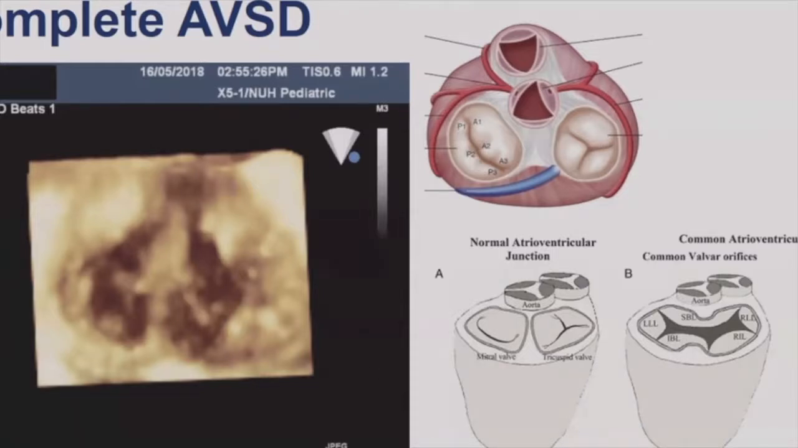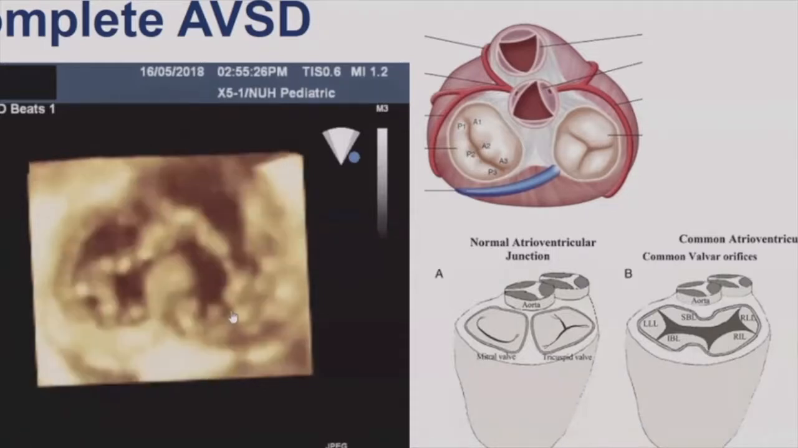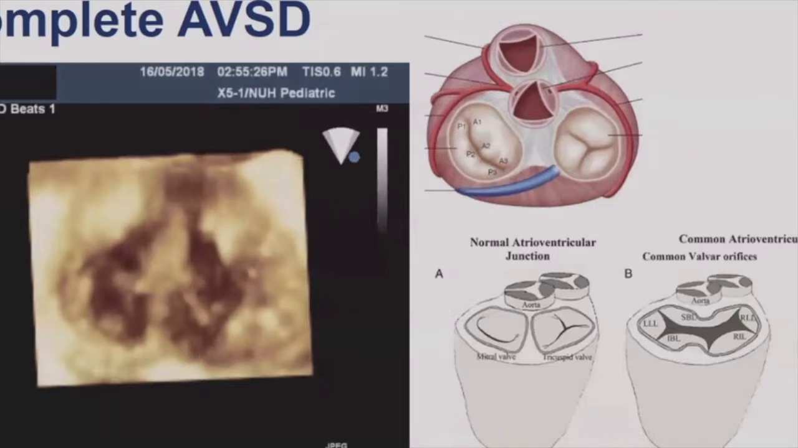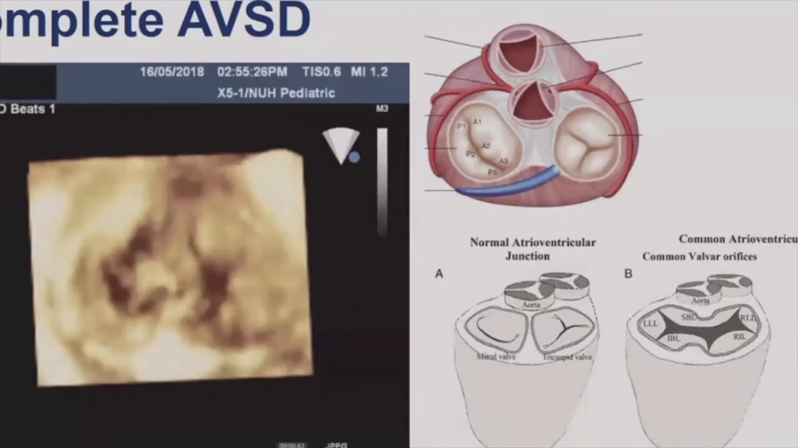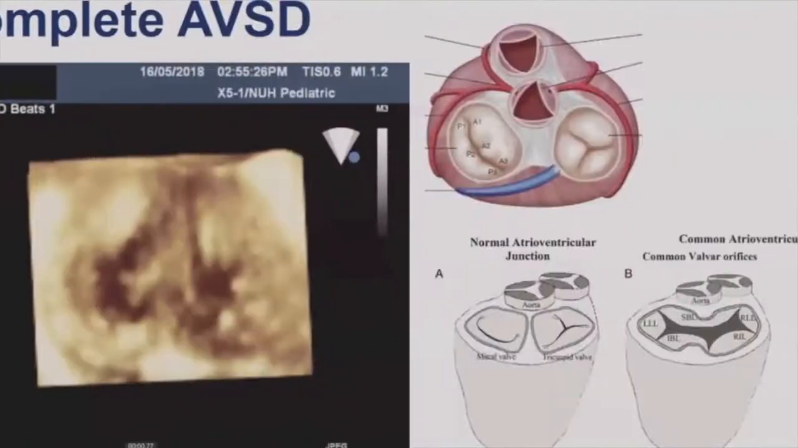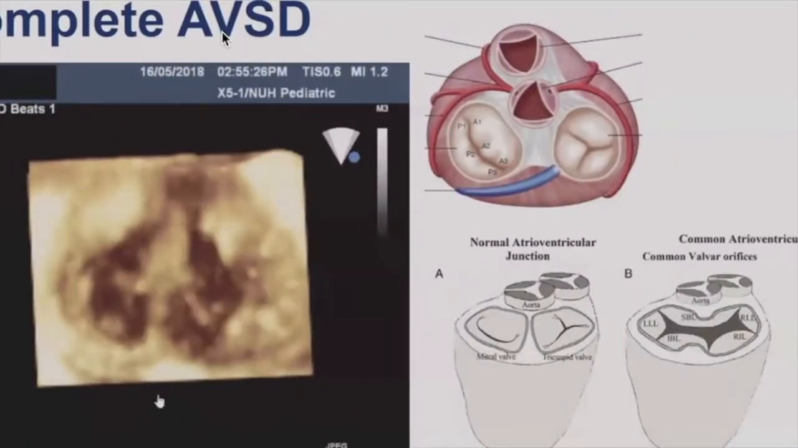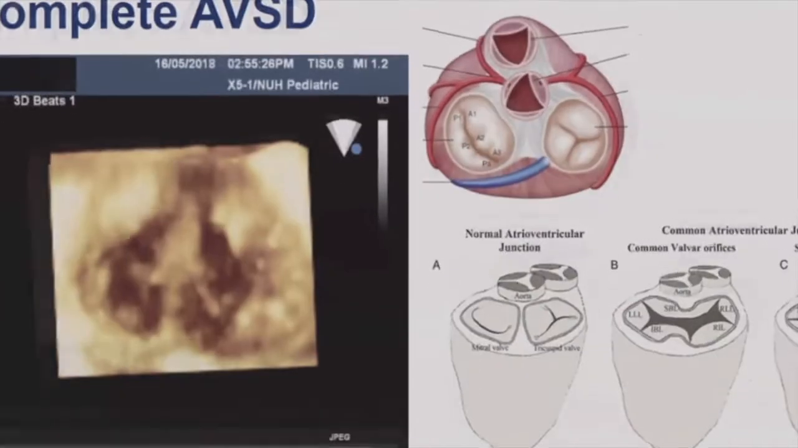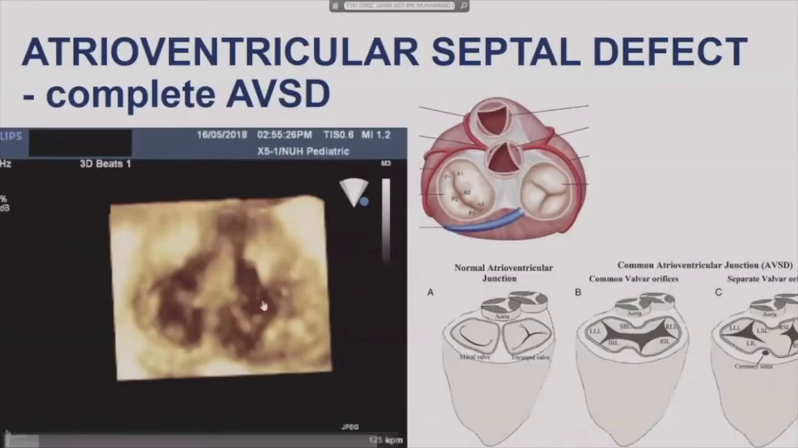In the setting of a complete AVSD, we are able to then use echo, three-dimensional echo, to evaluate the AV valve itself to show the surgeon how abnormal these AV valves look. Do they need to fix it intraoperatively? As you can see, if I orient you, this is the aorta anteriorly, and that's the left AV valve, this is the right AV valve.